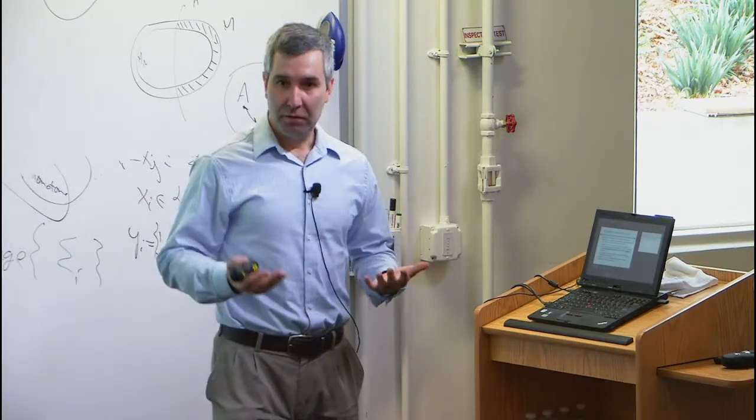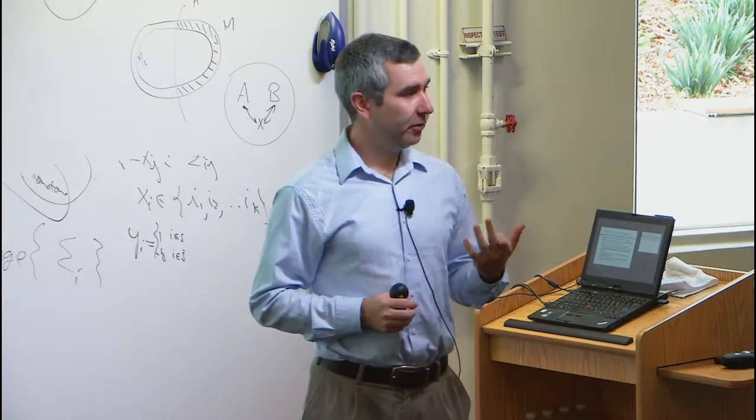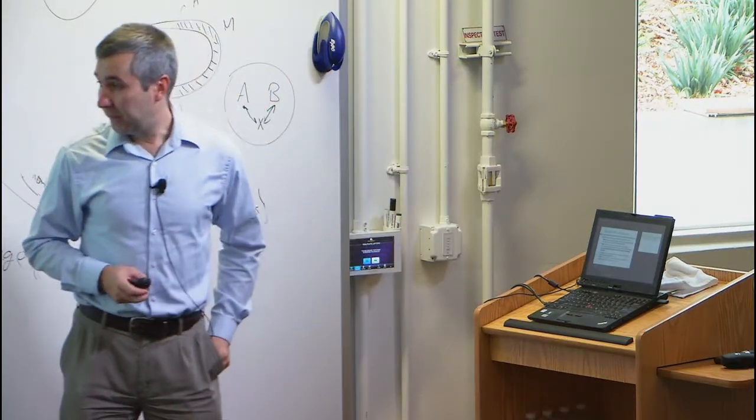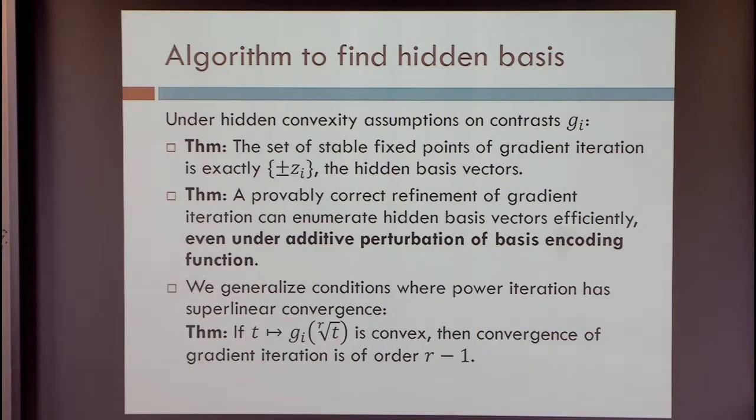More generally, we find conditions, like stronger strict convexity conditions, that guarantee that this first order method will have superlinear convergence. Specifically, if G, the contrast function composed with the rth root of T, is convex, then the convergence will be of order r minus 1. So, for example, this just immediately generalizes the result for ICA, because raising to the fourth power will allow you to take r here to be 4, giving you cubic convergence.